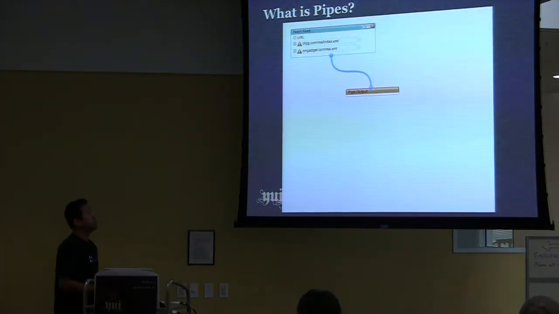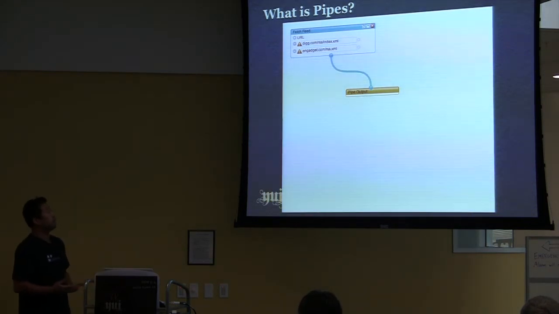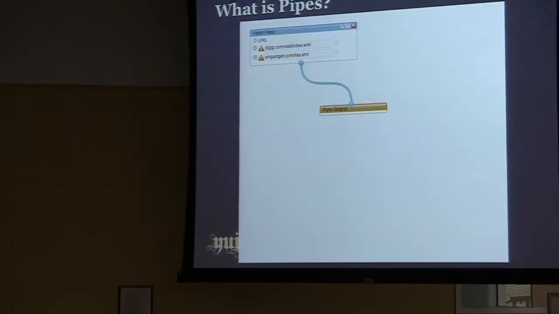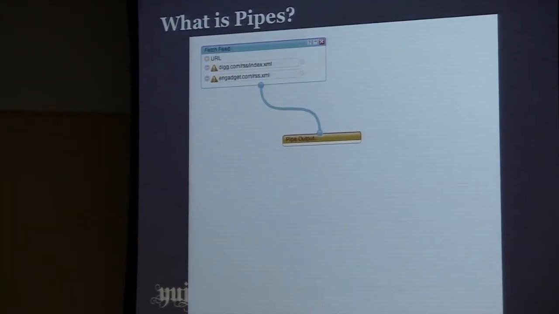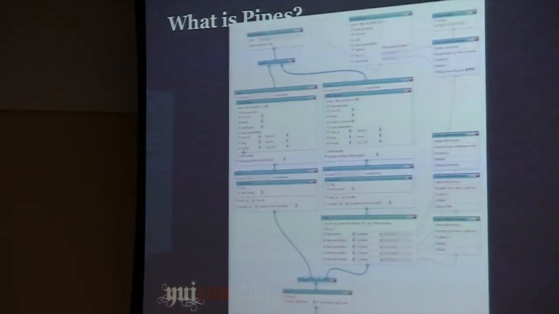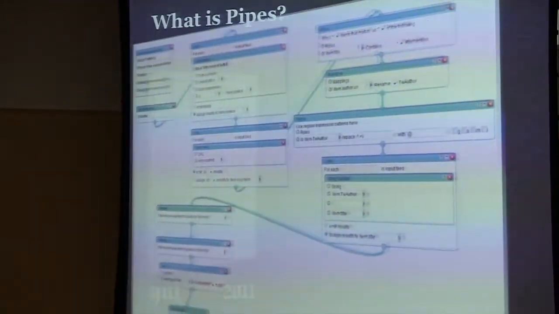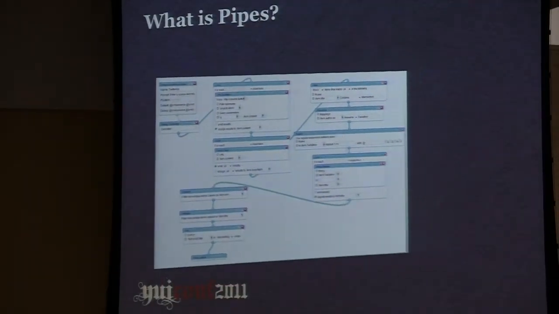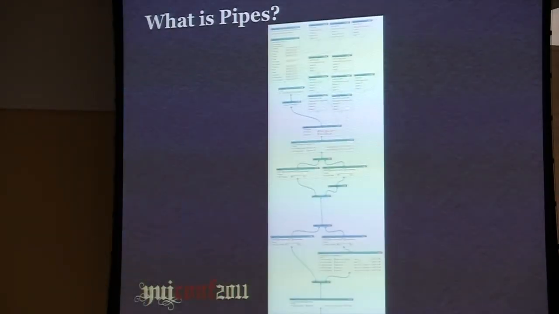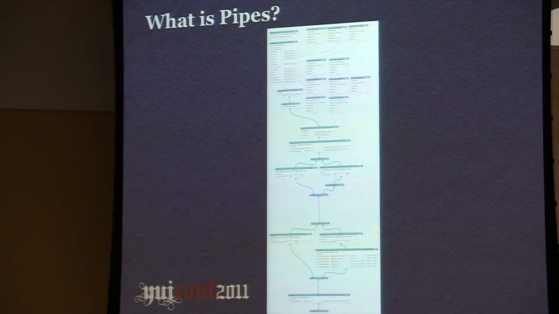So here's an example of the editor with a simple pipe. It's using the fetch feed module, and it's bringing in 2 RSS feeds. And you simply drag a wire and connect it to the pipe output to get your single master feed. So this is an example of a simple pipe. And they can get complex. And really complex. And they can grow quite large as well.